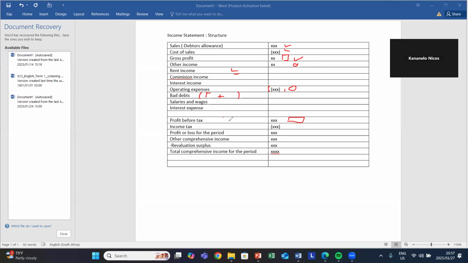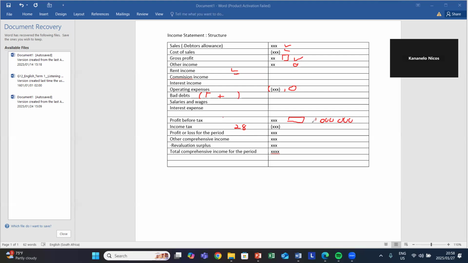Let's just say after calculating, you got your profit before tax as 1 million rand. We're just making a hypothetical transaction. They'll tell you your income tax is 28% of profit before tax. Let's say the transaction says your income tax is 28% of profit before tax.